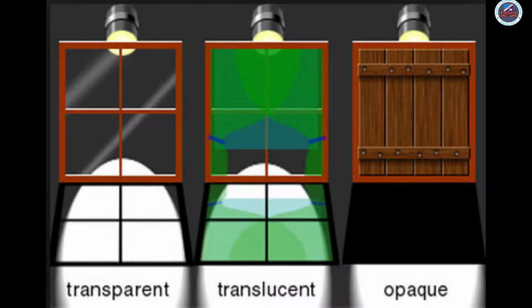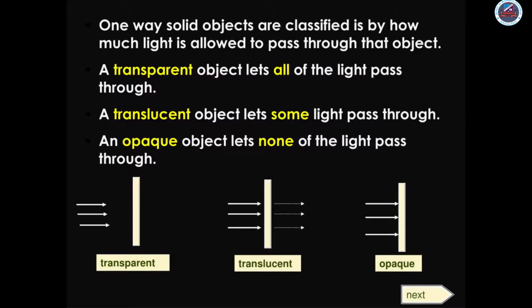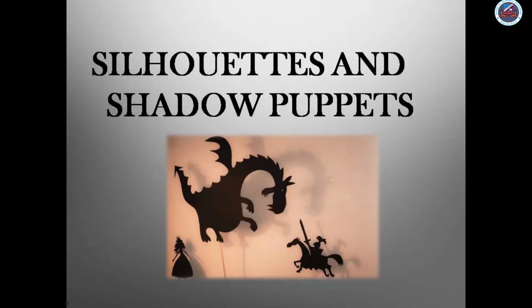Example, rocks or trees. An object which allows all the light to pass through and does not form any shadow is known as a transparent object. Example, glass. An object which allows some light to pass through and forms a weak shadow or a gray shadow is known as a translucent object. Example, sunglasses.